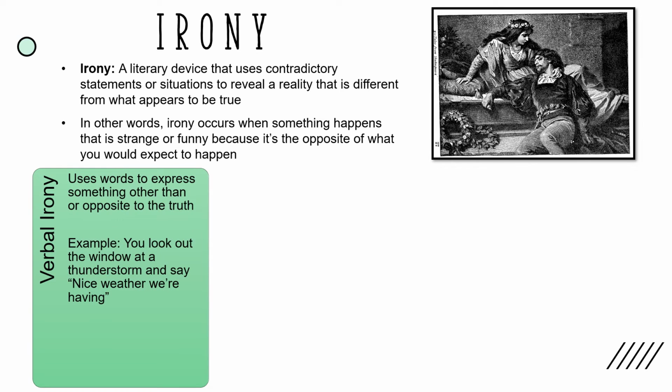Verbal irony uses words to express something other than or opposite to the truth. For example, you might look out the window at a thunderstorm and say, "Nice weather we're having." In this example, you're using irony to suggest that the weather is in fact not nice at all.